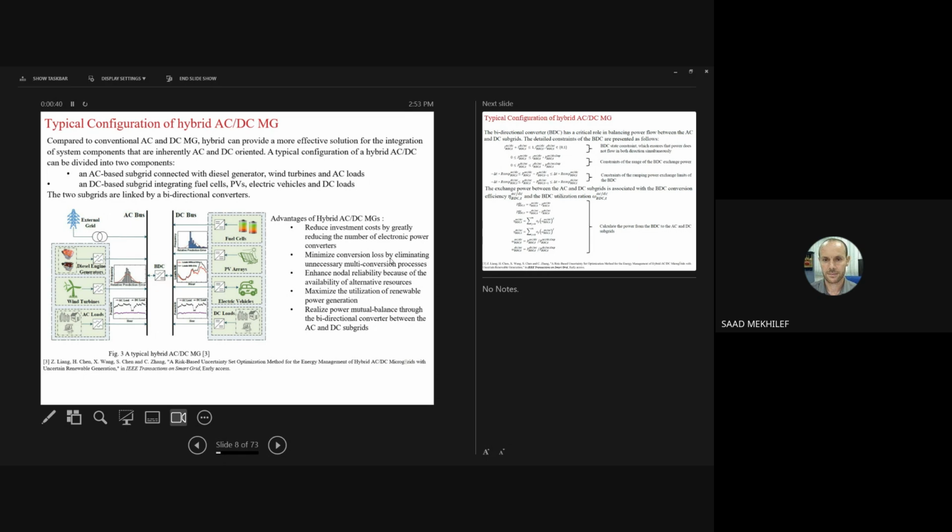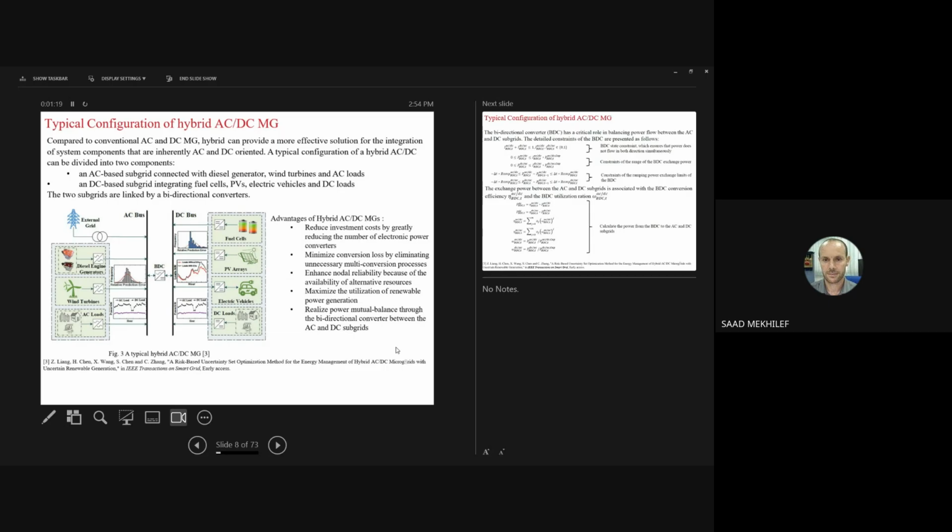Because every time we add a converter, there will be losses. So by having a hybrid, we eliminate these losses. It also enhances nodal reliability because of the availability of alternatives. So we have a lot of resources available which can be used. And it maximizes utilization of renewables, because as I said before, one of the main objectives is to have the renewable energy factor as high as possible.